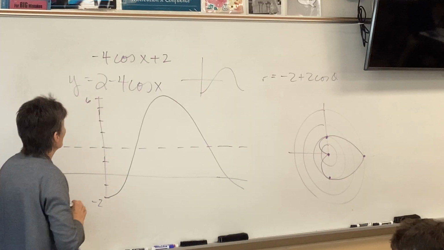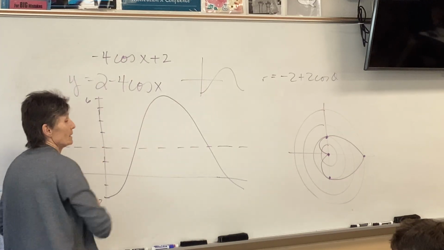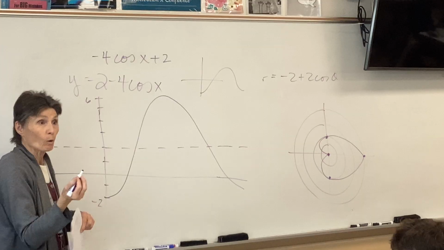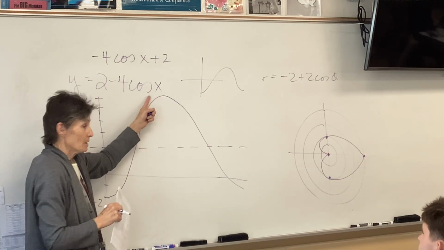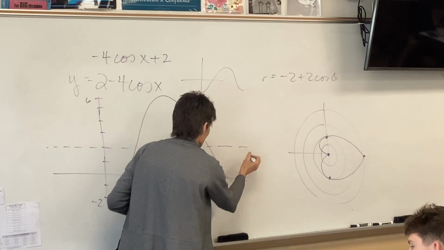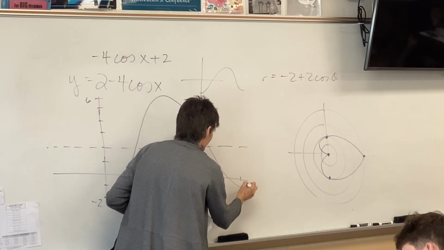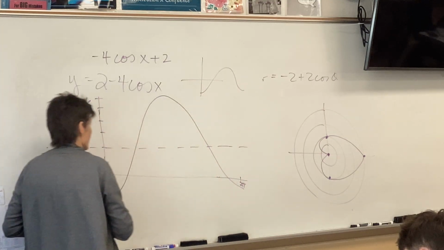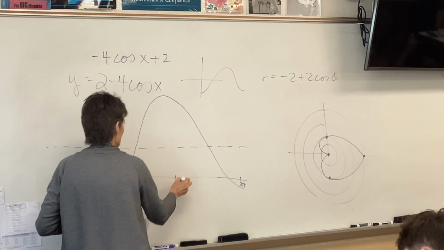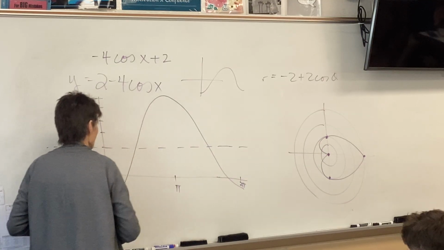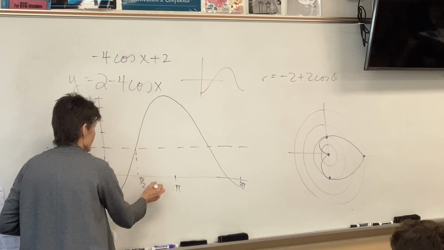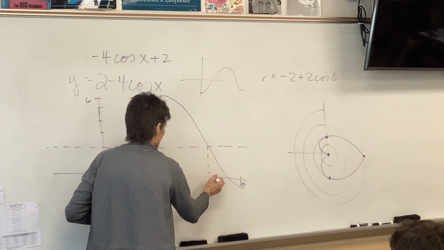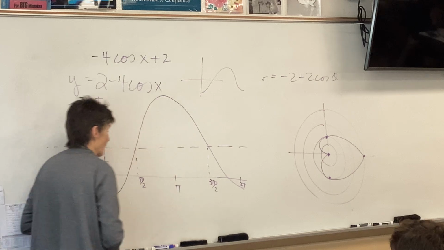And I know that my period is normal because I don't have anything there. So I know I'm going to end out here at 2 pi. And I know right in the middle is going to be pi. And I know this point right here is pi over 2, and this point right here is 3 pi over 2.